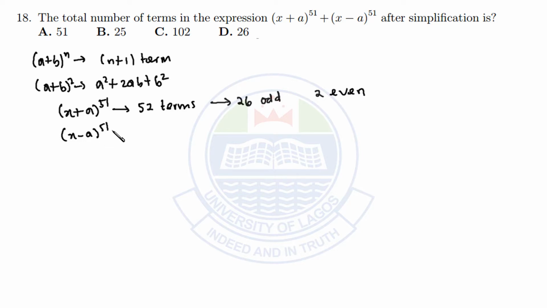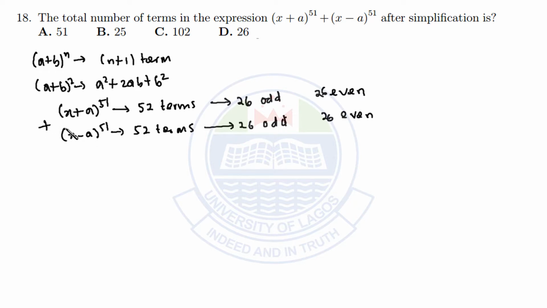If I expand x minus a raised to power 51 also, I'm going to have 52 terms, in which 26 will be odd and 26 will also be even, because I'm having an even number. So anytime I'm having an even number of terms, the number of odds will be the same as the number of evens. Okay, so that is clear.